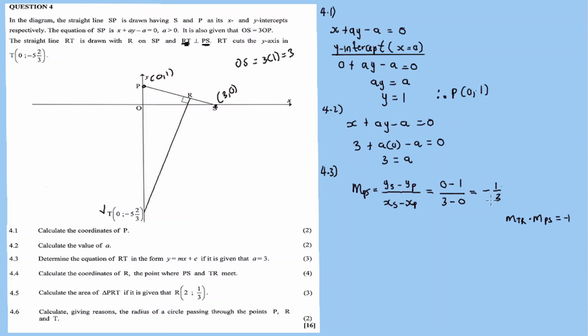Then we multiply the gradient of RT by the gradient of PS and get minus 1, because the lines are perpendicular. I substitute and find that the gradient of RT is equal to 3, because I divide both sides by minus 1 over 3, and I get 3 on the right hand side. Yes. Now we will use this general equation to calculate the equation of this line. I need 1 point, which is T, and we substitute into y1 and x1, and the gradient, which we calculated as 3.